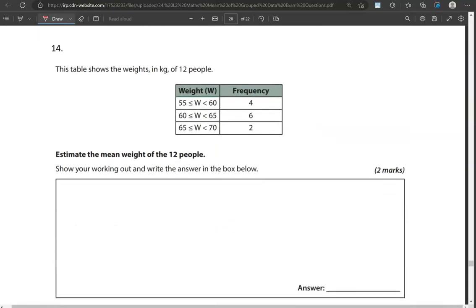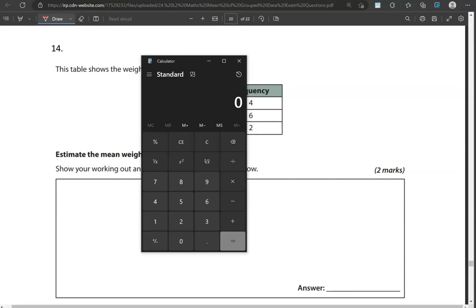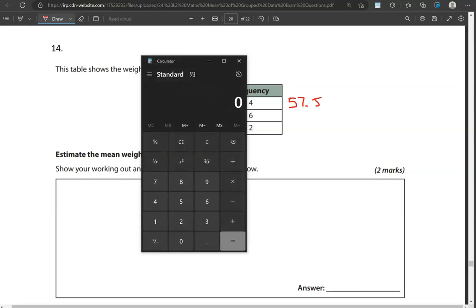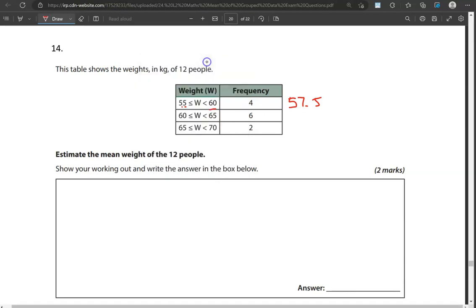This table shows the weights in kilograms of 12 people. Estimate the mean weight of the 12 people. So we'll first find the midpoints. The midpoint between 55 and 60: 55 and 60 divided by 2 gives us 57.5. The midpoint between 60 and 65 is 62.5.